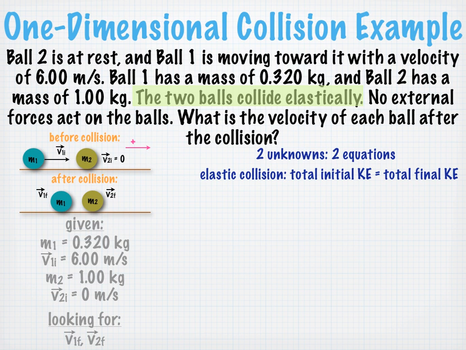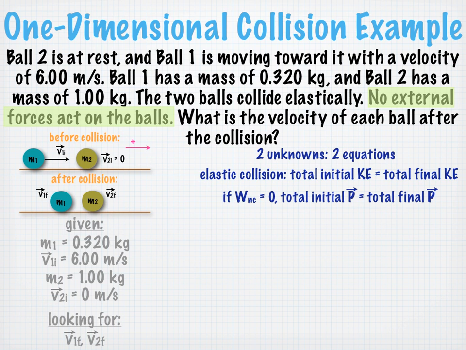The second clue we're given is that no external forces act on the balls. Remember that if the work done by non-conservative external forces is 0, then the total linear momentum of the system before the collision is the same as the total linear momentum after the collision. So let's find an equation to use from this first condition.